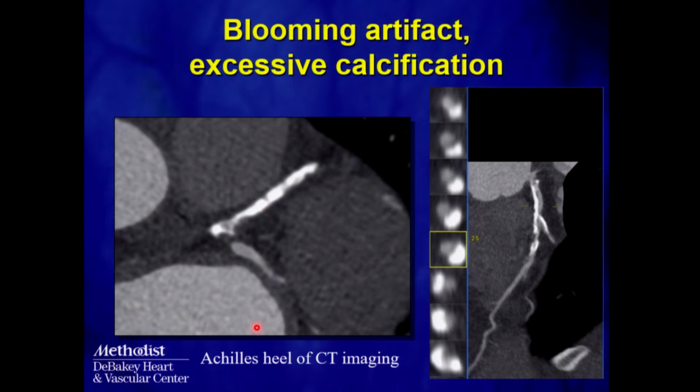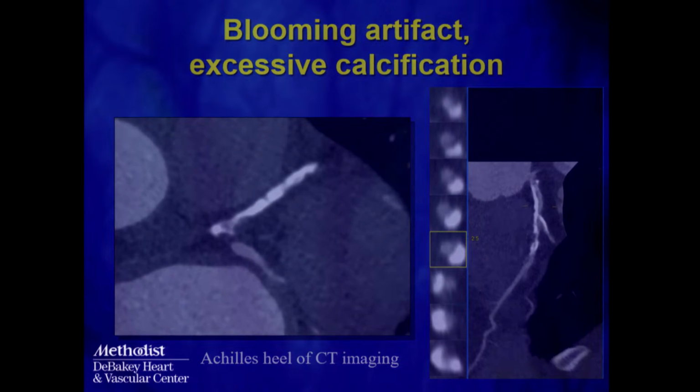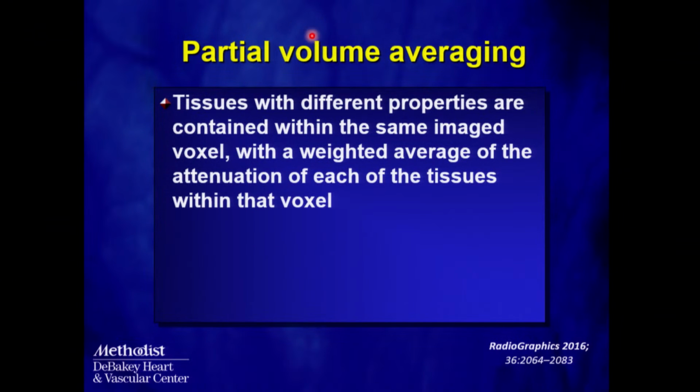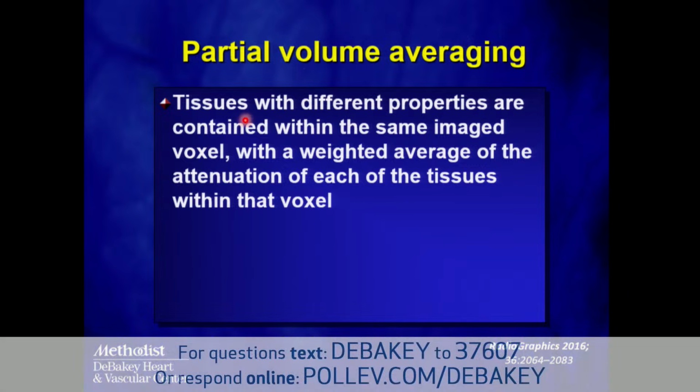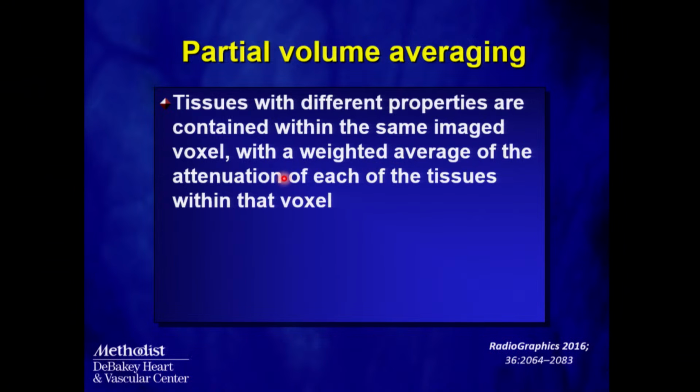In CT, the Achilles heel of CT imaging is calcium, because calcium will actually create a lot of blooming, and the higher the calcium burden, you're not able to see inside the vessel. So here is a reconstruction of the LAD. And notice how you have this dense calcium that's actually affecting the assessment of the lumen, because what happens with calcium is you have this phenomenon called partial volume averaging. What happens is that tissues that have different properties are in the same imaged voxel. A voxel is a pixel in 3D, in an X, Y and Z plane, and the weighted average of these pixels becomes attenuated within that voxel.